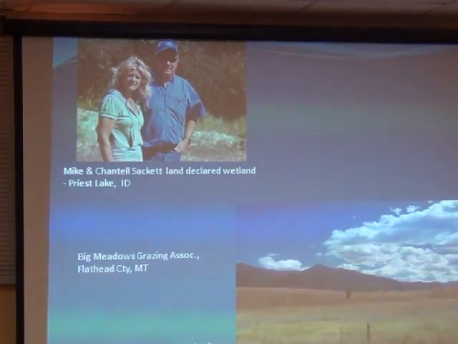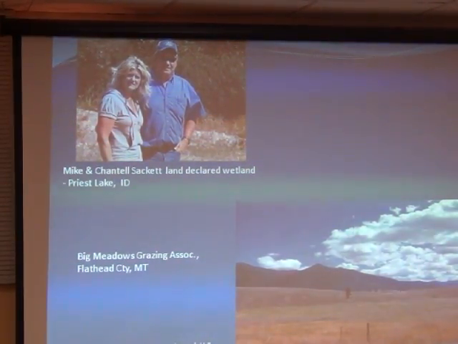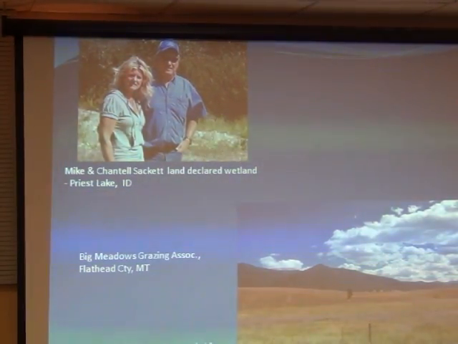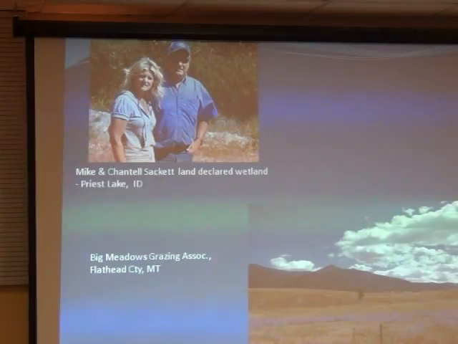Over here we have Mike and Chantel Sackett in Priest Lake, Idaho. They went to build a small home for themselves. They bought a piece of property, went to build a home, and all of a sudden the EPA came in and said, well, you can't build that there because there's a wetland. Now, there wasn't a wetland anywhere near there, but that didn't matter.